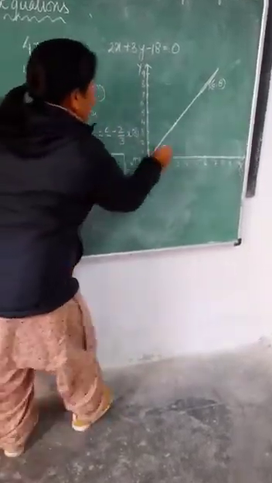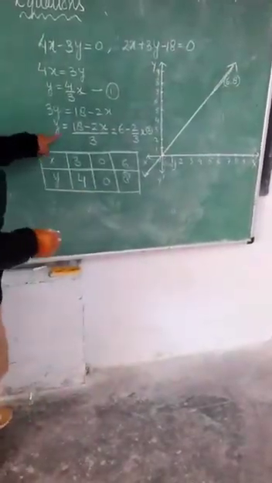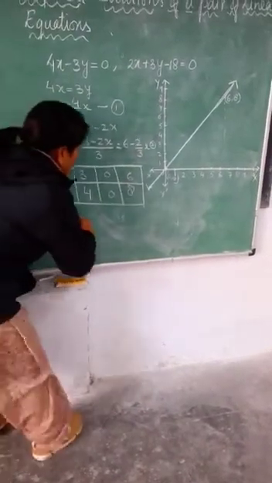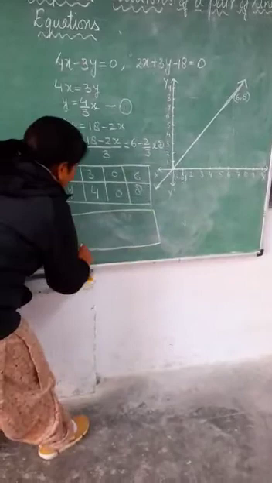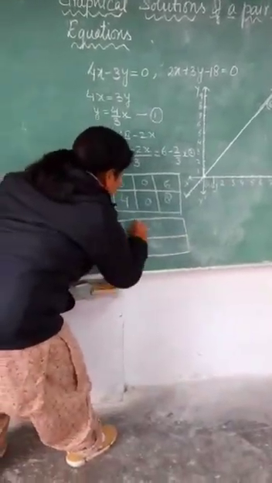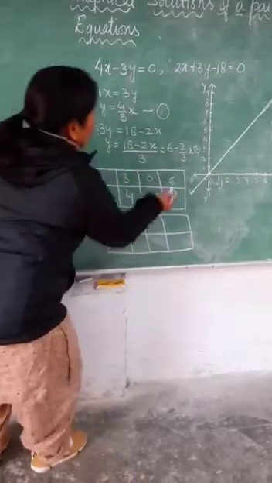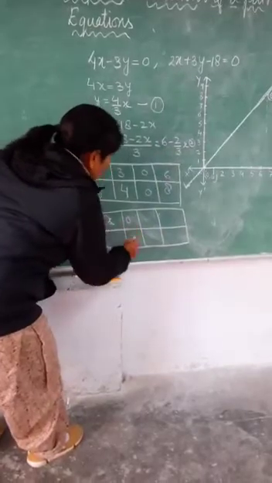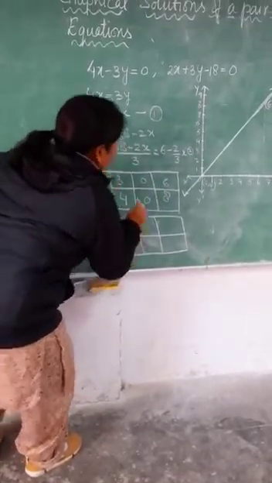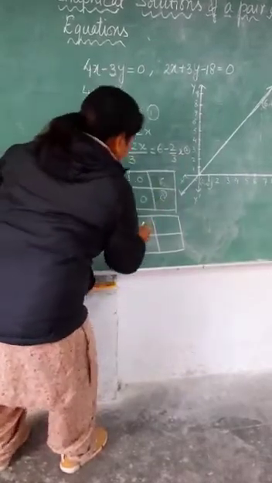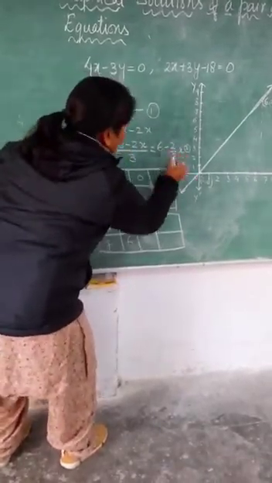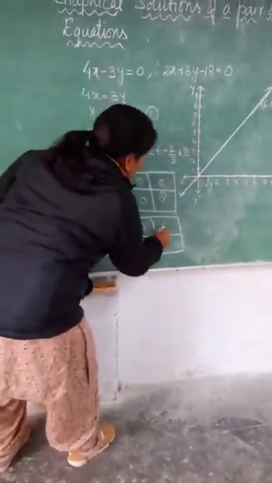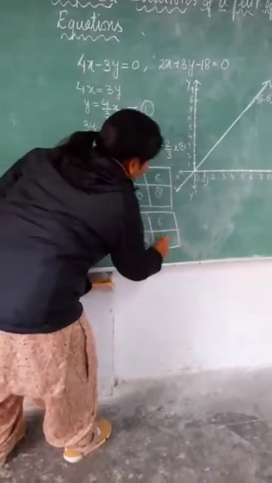And for the next equation, y equals 6 minus 2 by 3 x. We will make another box over here and put the values of x. If we put x equals 0, then this whole term will become 0 and y will become 6. And if we put 3 over here, the 3 will be cancelled. Then 6 minus 2 will become 4.